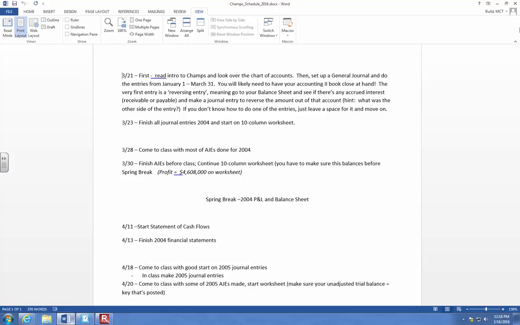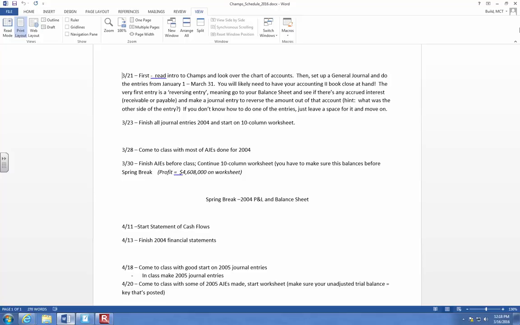You'll see that what you're going to do in this project is all the journal entries for 1 year, for 2016, whatever. And then you're going to do a worksheet. Remember the old 10-column worksheet? You might want to get that set up and ready to roll. You're going to make adjusting journal entries. You're going to complete the worksheet.